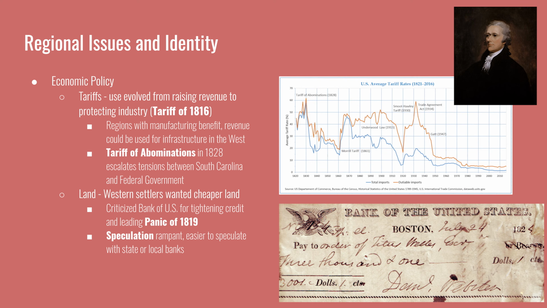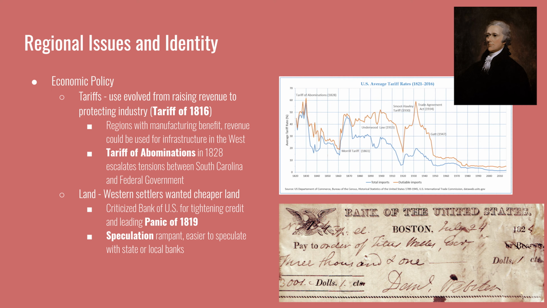The first economic policy that caused divisions amongst the regions was the tariffs. Tariffs in the time of Alexander Hamilton were being used to raise revenue for the federal government. Now, in 1816, they're being used for the express purpose of protecting domestic industries. Regions with manufacturing are going to benefit from the protection against European competition, and the revenue generated can be used to create infrastructure, roads, and canals for settlements out west.